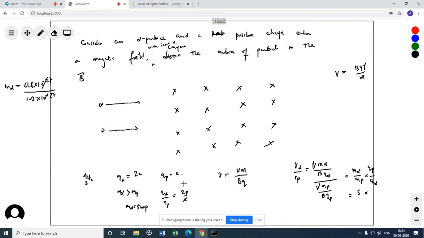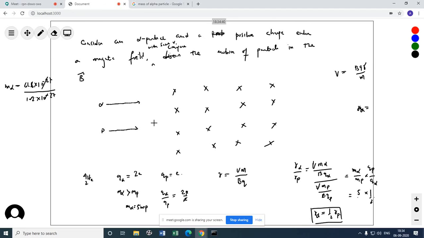So that gives me 5 into 1 by 2... so R alpha, the radius of the alpha, would be half of RP. That means if the radius of alpha is half of proton's, and they have the same velocity, which one will have the greater radii, alpha or proton? Proton will have the greater radii.